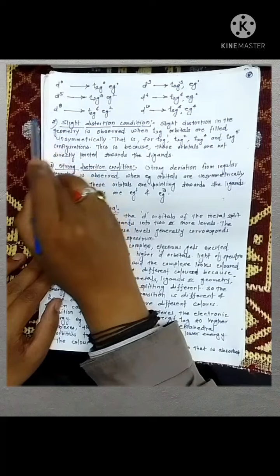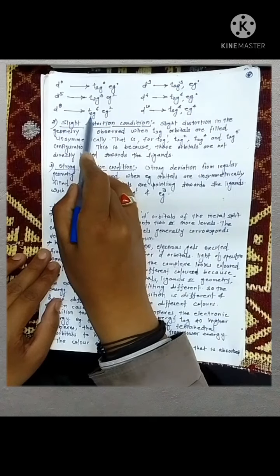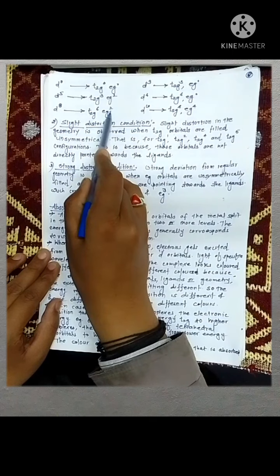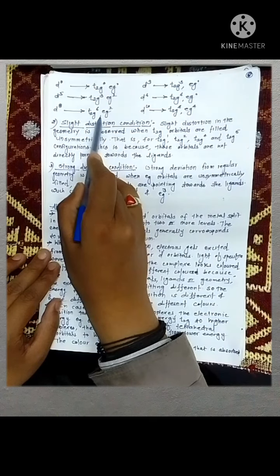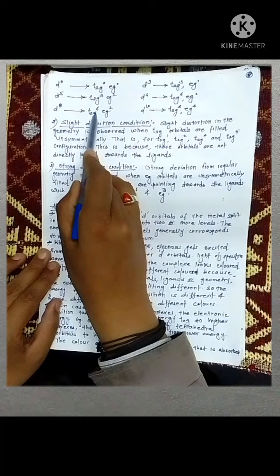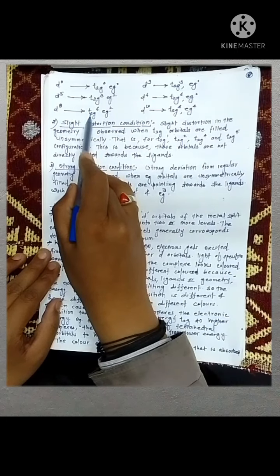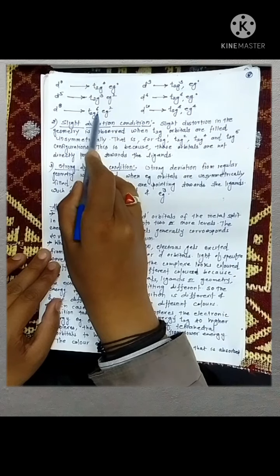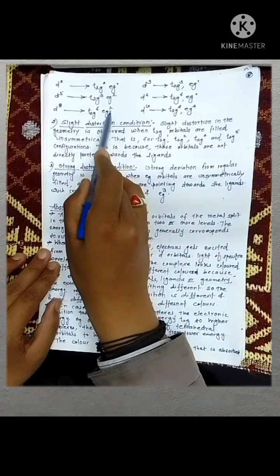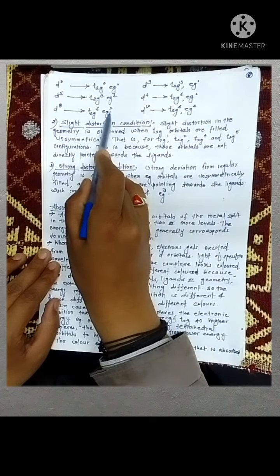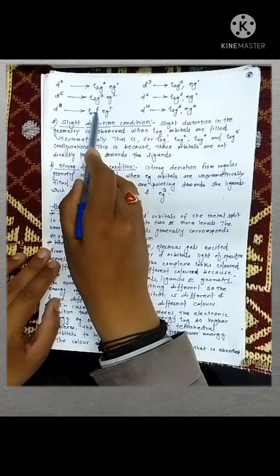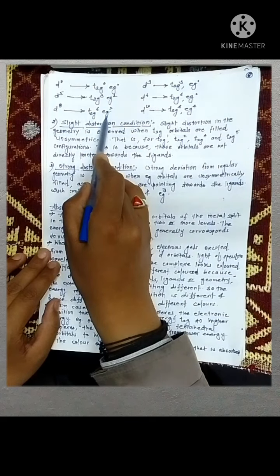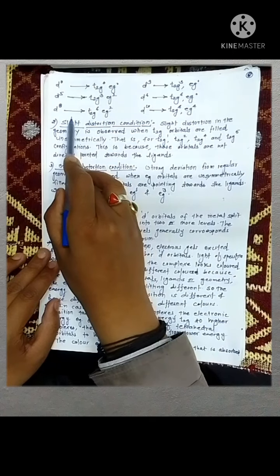In the d8 configuration, if the configuration is T2g6 Eg2, then there is also no distortion, because the overall capacity of the T2g set of orbitals is 6, while in the Eg set the 2 orbitals contain 1 electron each. So this set of orbitals is completely filled and this set is half filled. So in this case also there is no distortion.